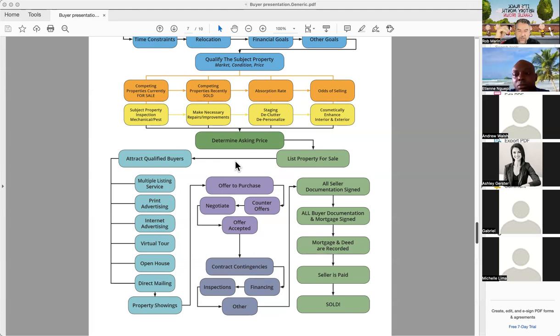So why am I saying all this? I've done this with listing agreements. I go in, and I'll have the dates already in there. I'll have the price that I think it should be in there.